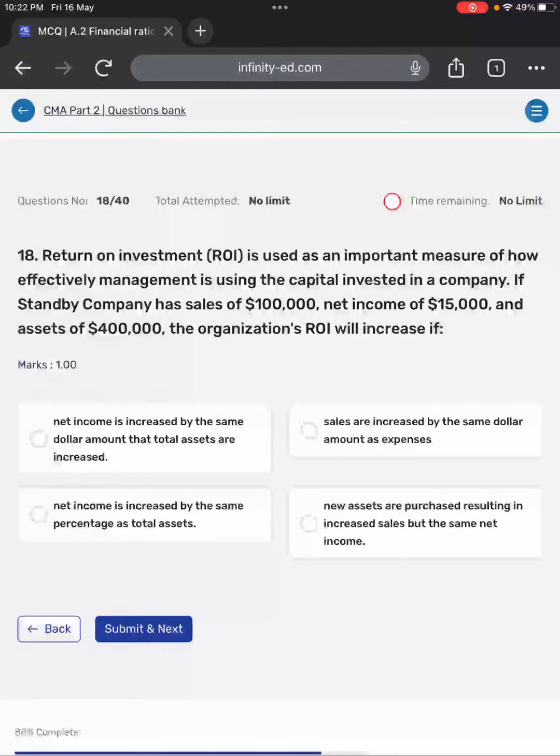Option C, net income is increased by the same percentage as total asset increase. Suppose both increase by 10%. Net income will be 16,500 if we increase by 10%, and asset will be 440,000, and the ratio will be 3.75%. Ratio remains the same, not correct.